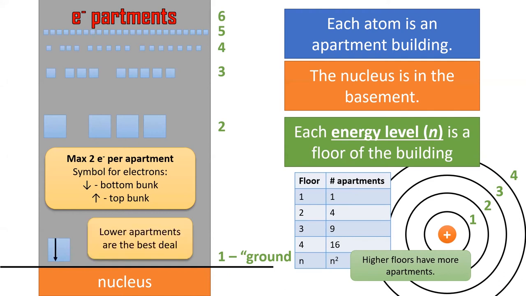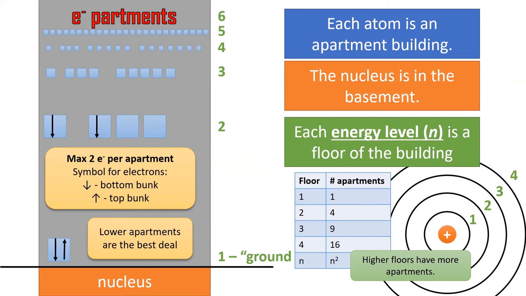Lastly, the lower apartments are the best deal. So the first electron to move into this atom will pick the apartment on the lowest floor possible. The second electron will be their bunkmate. Now the bottom floor is full. The third electron will move in and take the next lowest apartment, which is on the second floor. The fourth electron will also move into the second floor.